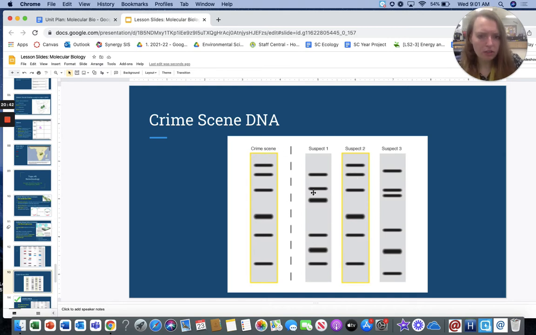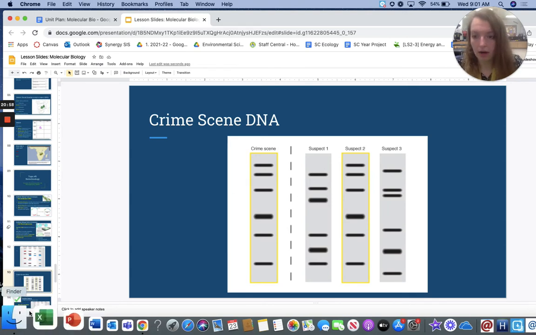There's some matches, right, in suspect 1 and suspect 3. Some of those do match up, but there's a 100% match between the crime scene and the suspect. So we want to account for as many bars as possible, because remember, the DNA has to come from somewhere.